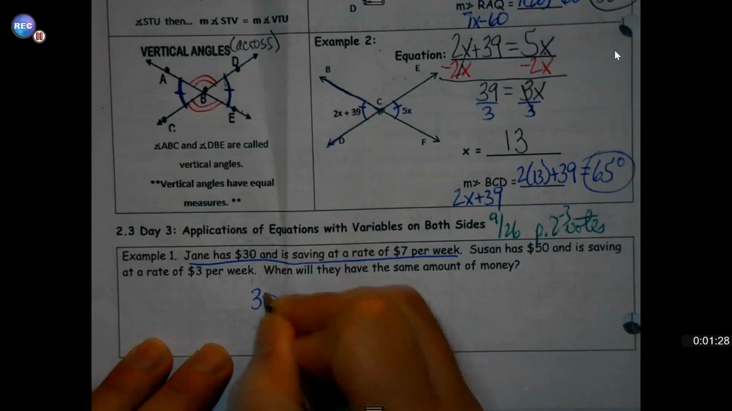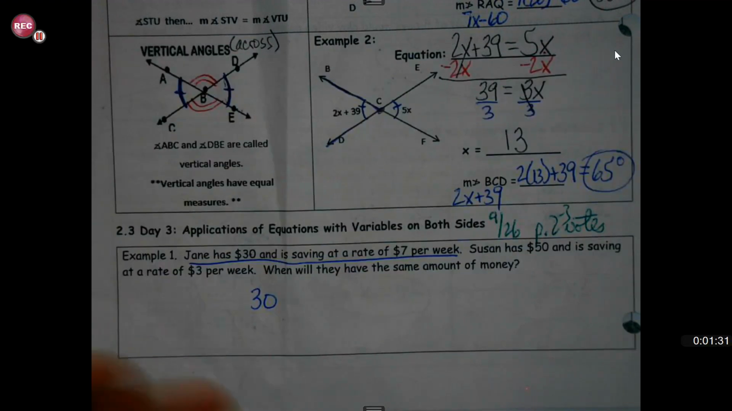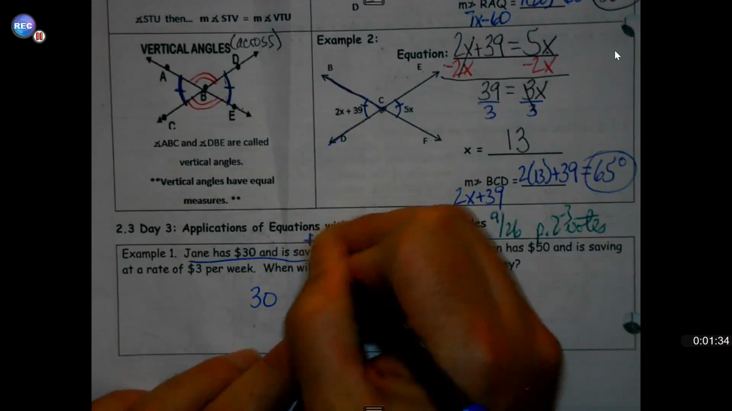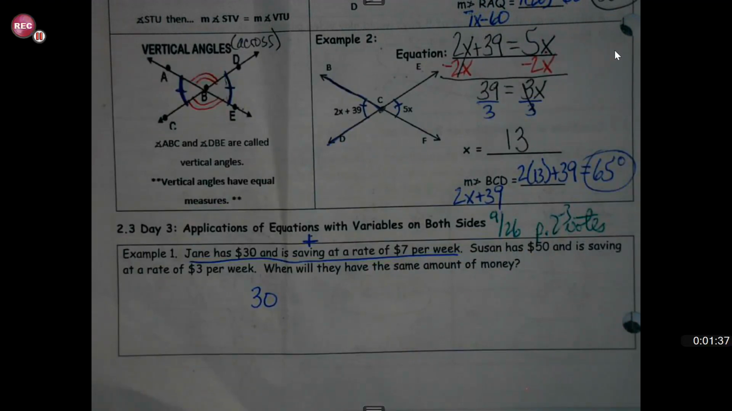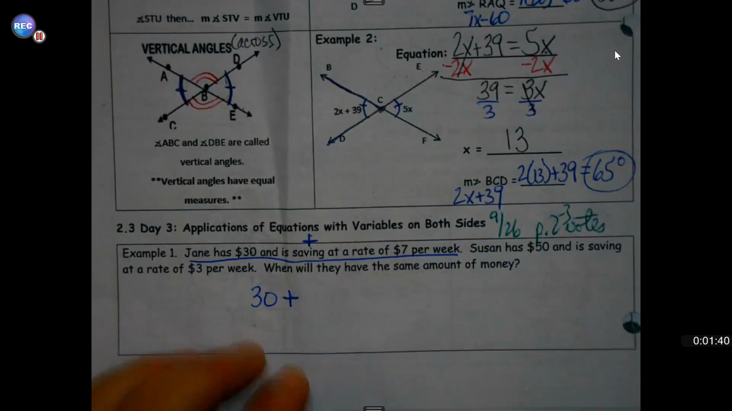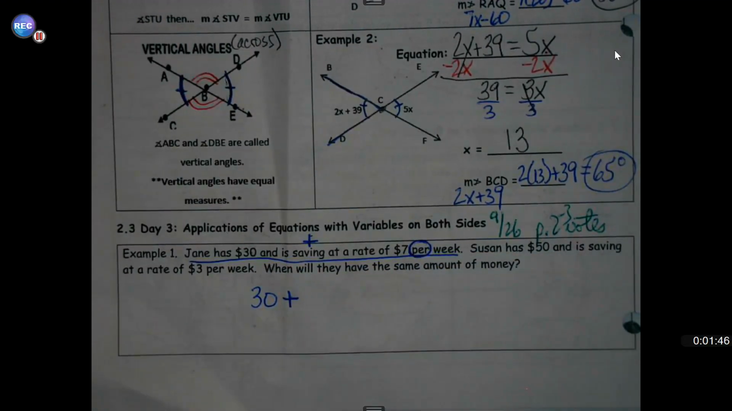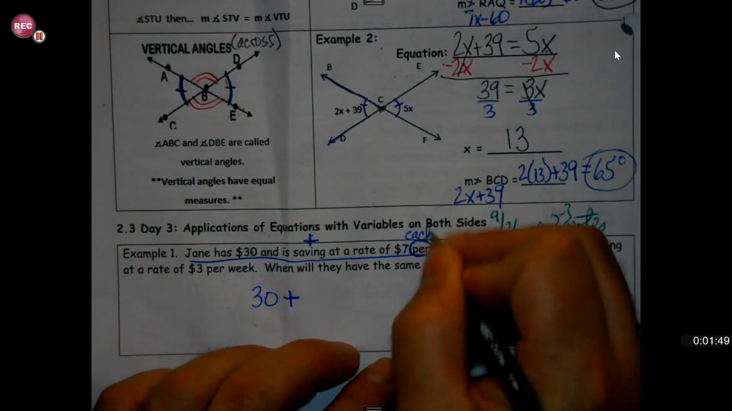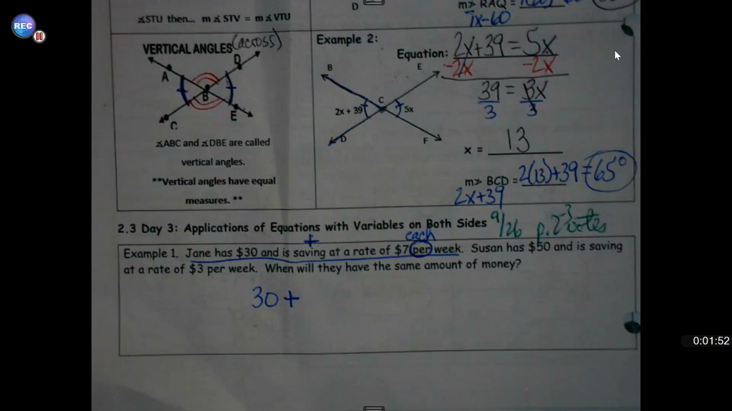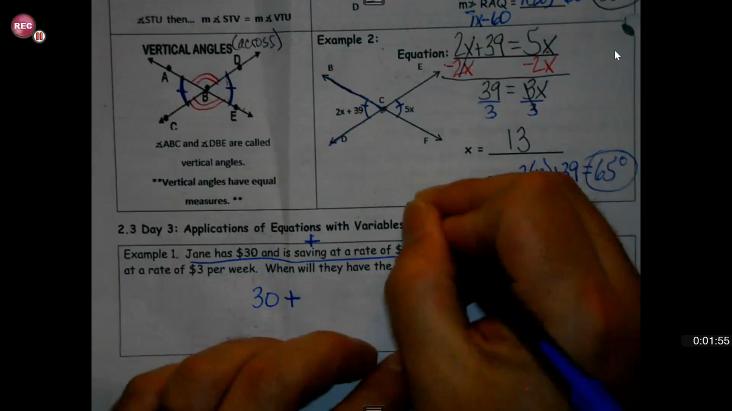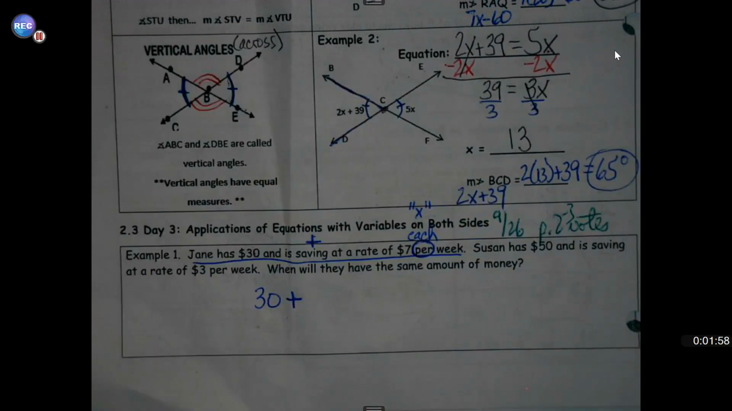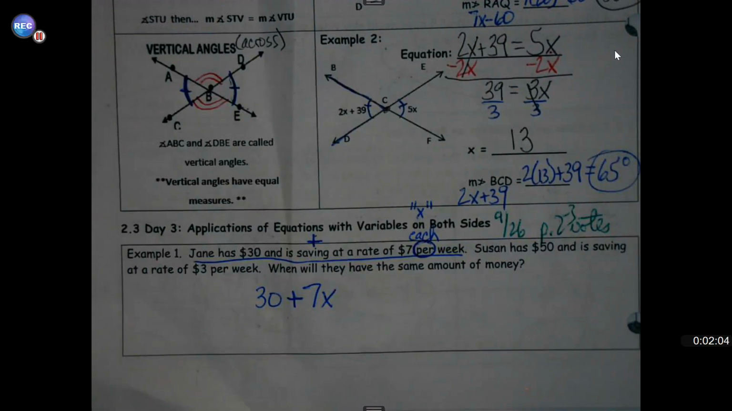Jane has $30 and is saving. If you're saving, you're putting money away, you're putting it into your savings. So we're going to plus. At a rate of $7 per, sometimes that may say each. That's our variable term. If you see per or each, some word like that, that's where x comes into play. And we get that set. That's my whole first sentence. So I'm done with that part.